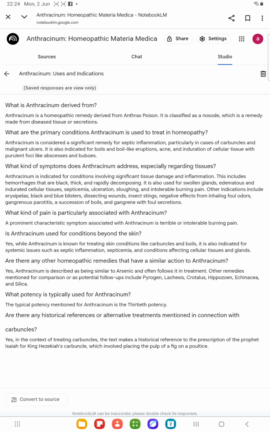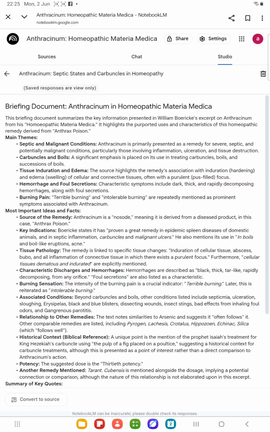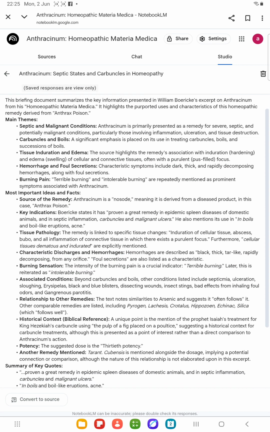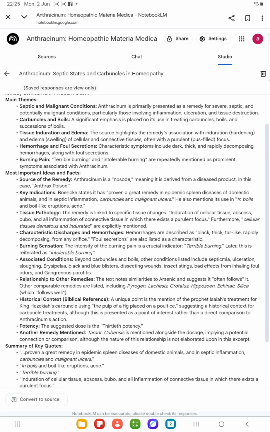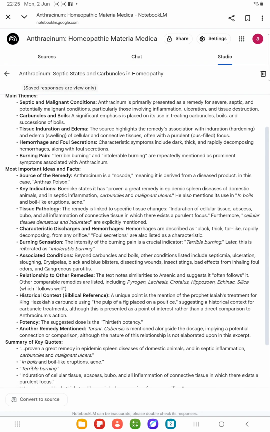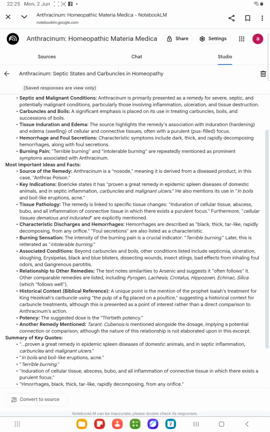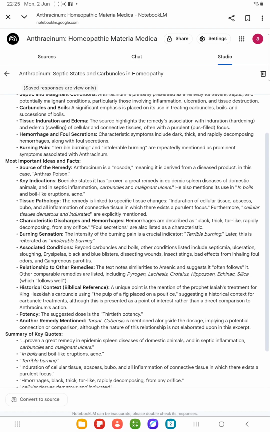Okay, so what does he actually say it was used for? What kinds of conditions? Well, first he mentions epidemic spleen diseases in animals, which kind of makes sense given where it comes from. But for people, it's mainly linked to what he calls septic inflammation. Think really severe infections. Septic inflammation, like what specifically? Things like carbuncles, those are nasty, deep infections under the skin, and malignant ulcers. He even lists things like boil-like eruptions, and even acne.